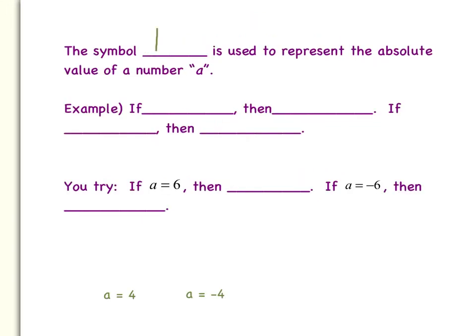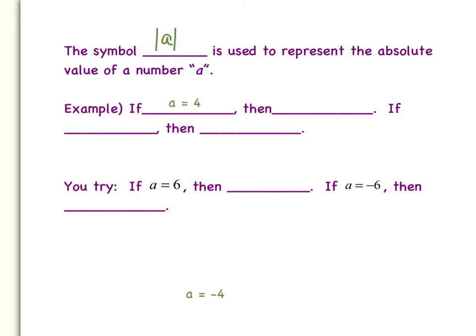Okay, the symbol used to represent the absolute value of a number is 2 bars, and then the number or the expression will go inside. So this is the symbol used to represent the absolute value of a number. Now let's look at an example.